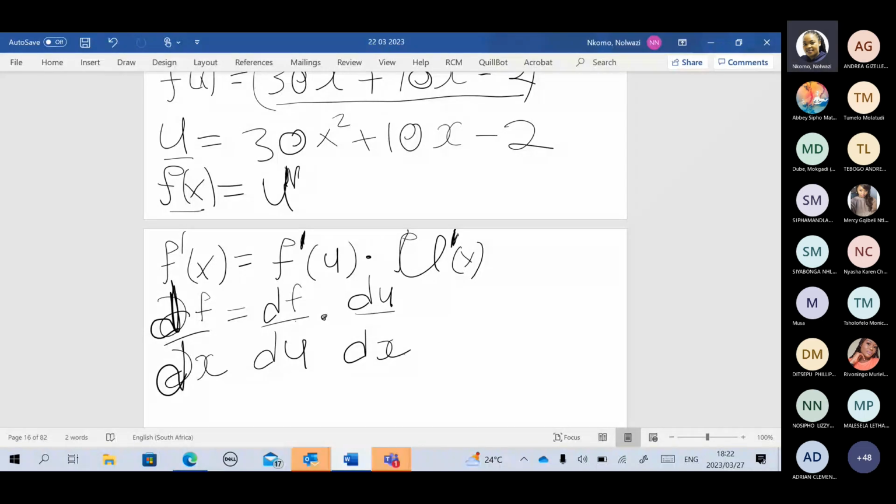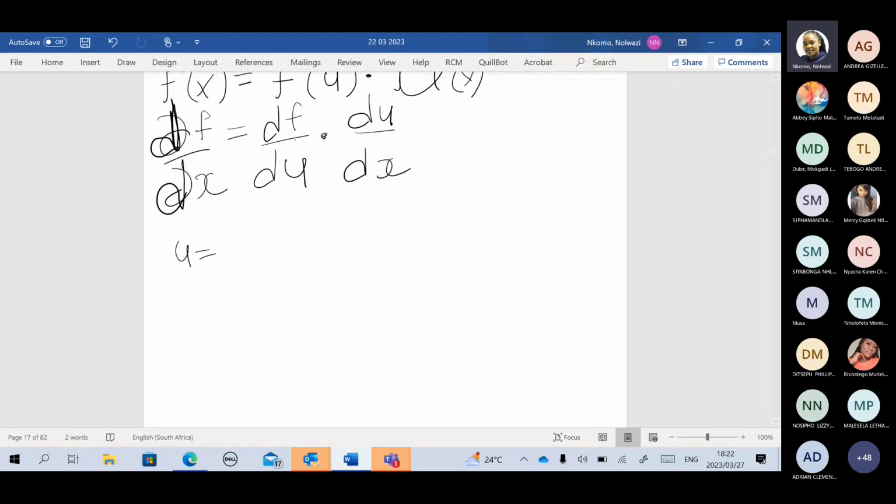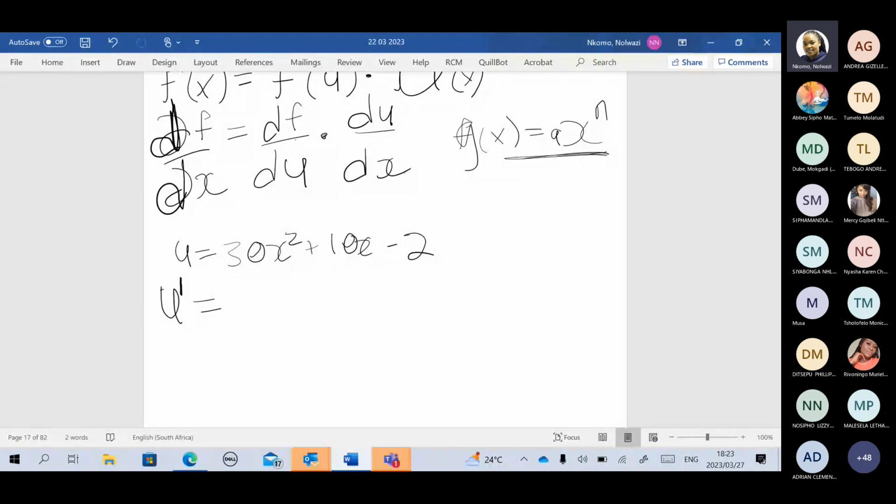Okay, if u is equal to 30x squared plus 10x minus 2, we need u prime, right? Here we can now use the power rule, right? Remember, to use the power rule, you must have something like this. Let's say you have g of x as a times x to the power n, where a is a constant. Suppose you are given this function, and we are asked to differentiate it using the power rule, then g prime of x, the derivative of this function, would be a n x to the power n minus 1.